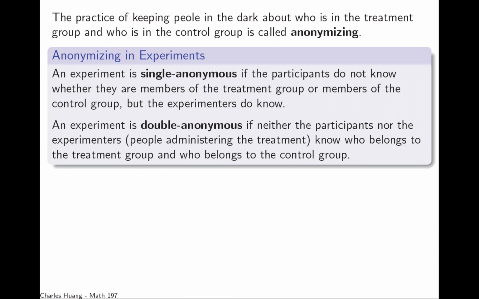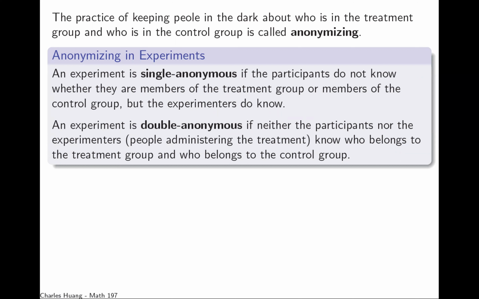This practice of keeping people in the dark about who is in the treatment group and who is in the control group is called anonymizing. When the participants, the people in the sample, do not know whether they're in the treatment group or control group, this is called single anonymous.